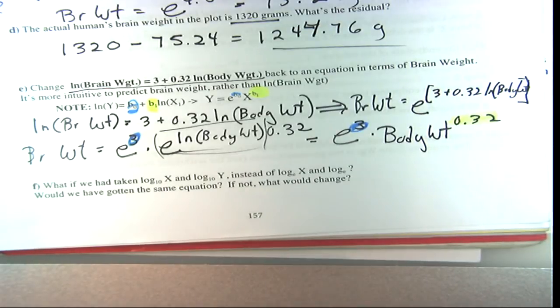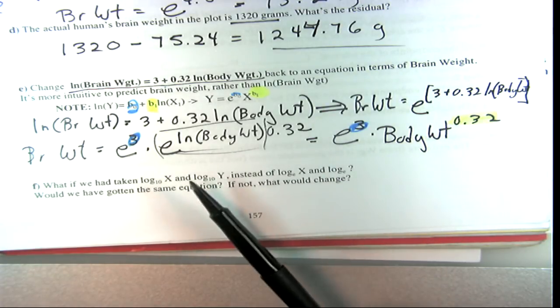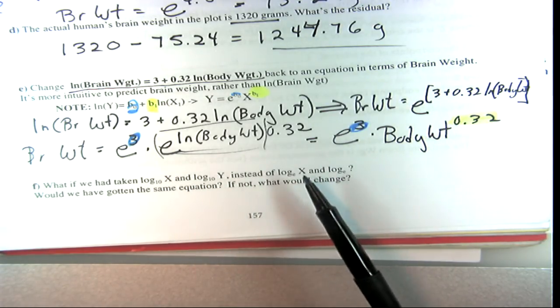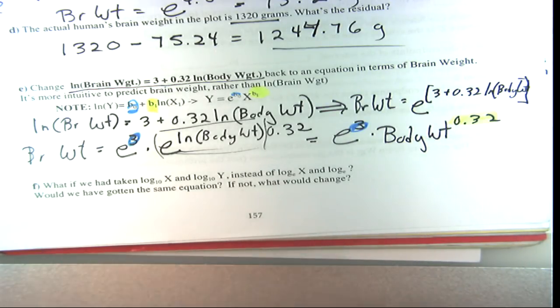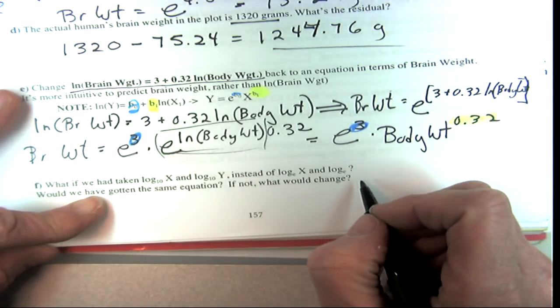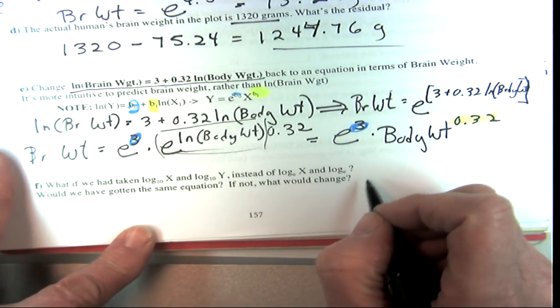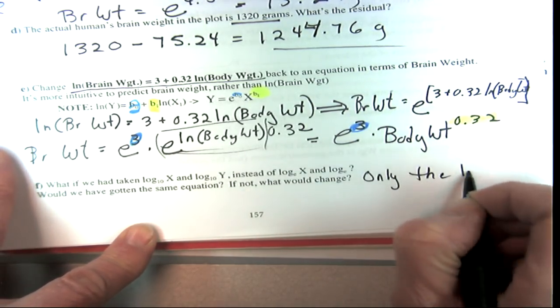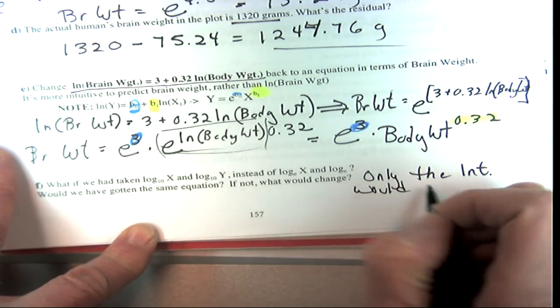All right, so what if we had taken the log base 10 of x and log base 10 of y instead of the log base e? Would we have gotten the same equation? What do you think? Yes or no? What would have changed, and what would not change? The only thing that would change is the intercept. So the slope would not change.